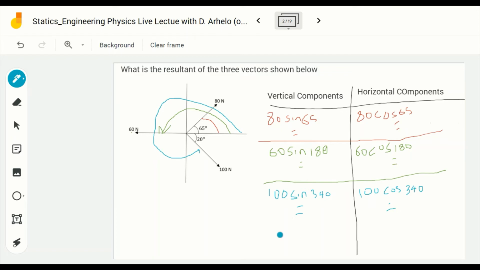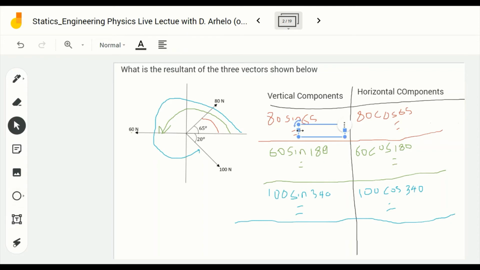Good. So now we can use our calculators to get the different values. For 80 sine 65 gives us 72.5046 Newton. 80 cos 65 gives us 33.8095 Newton. 60 sine 180 is 0 Newton. 60 cos 180 gives us negative 60 Newton.